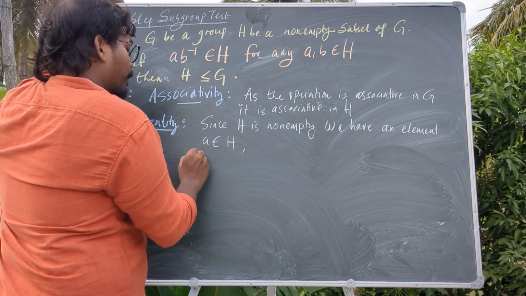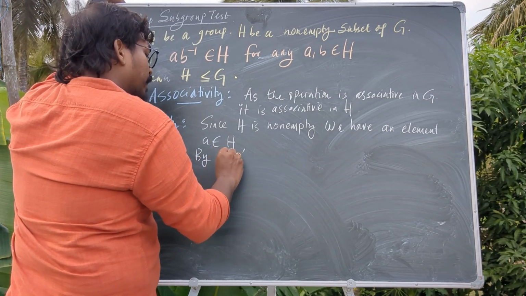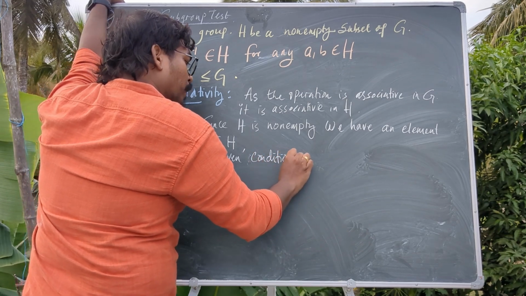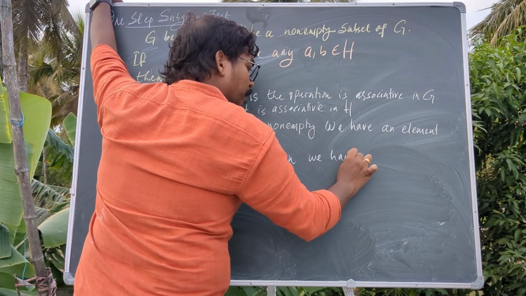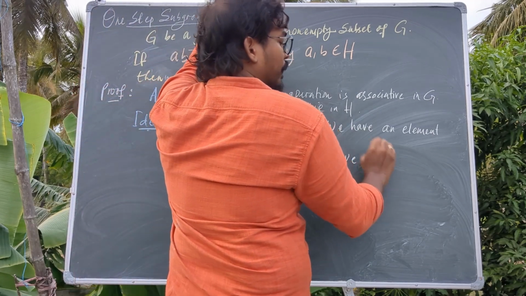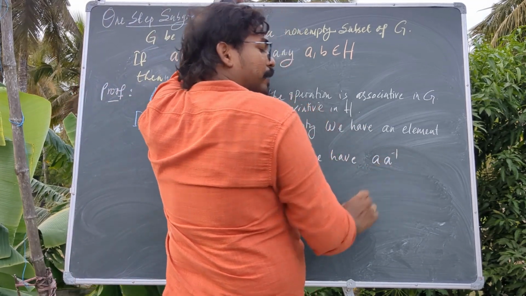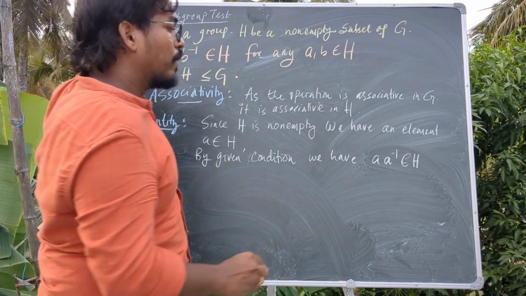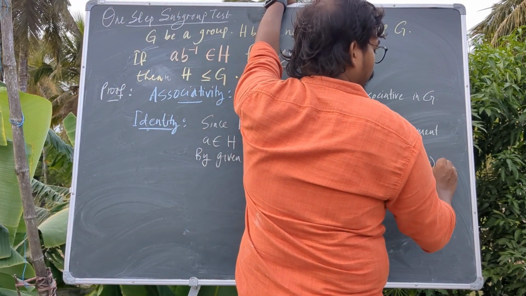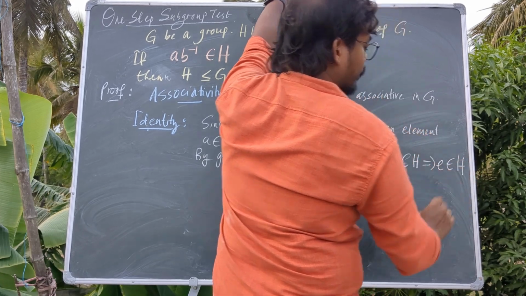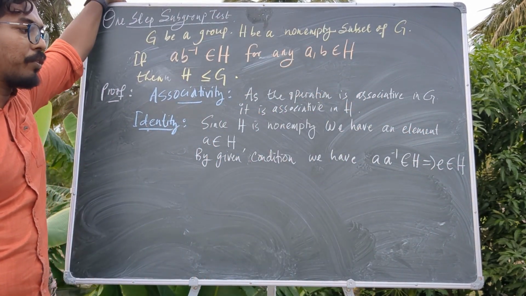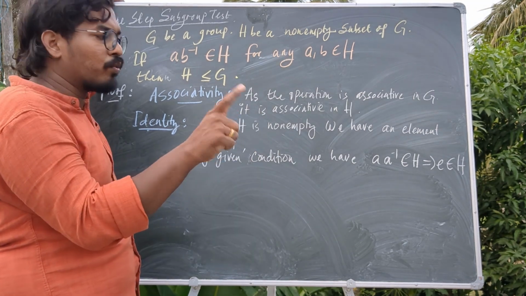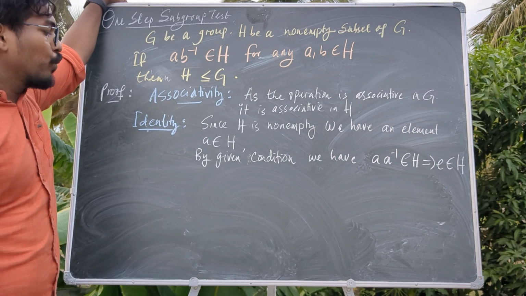By the given condition, we have A and its inverse when operated are also in the subset H, and this is nothing but the identity. We are using multiplicative notation, and E is the identity. In multiplicative notation we can use E or 1, so we have identity.